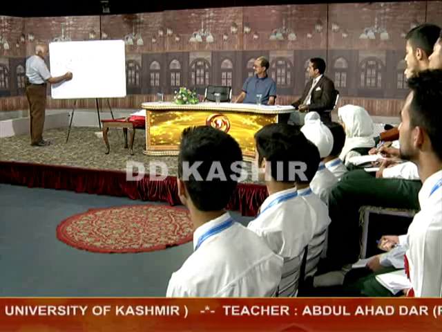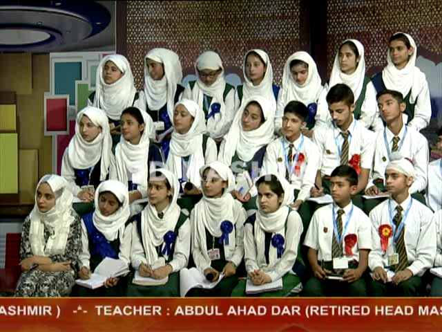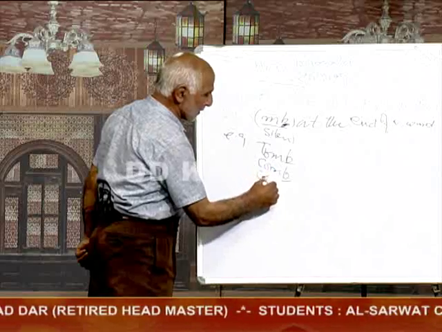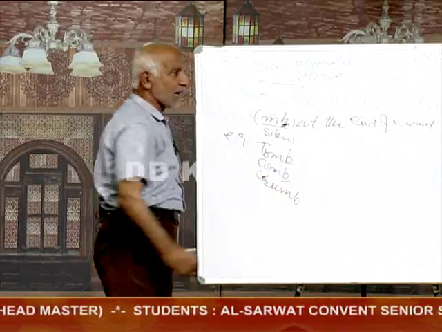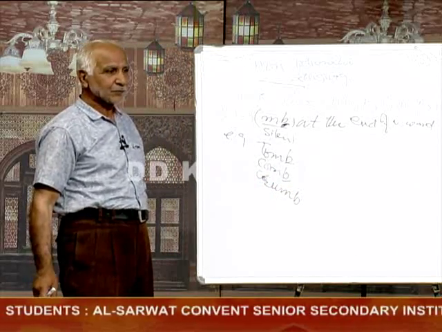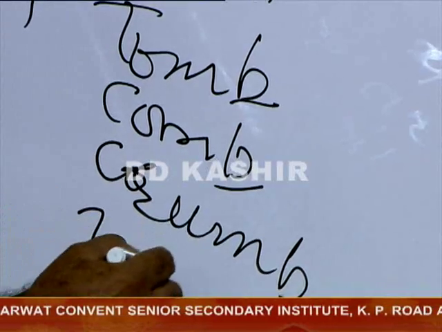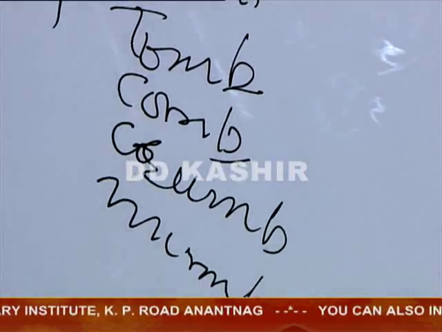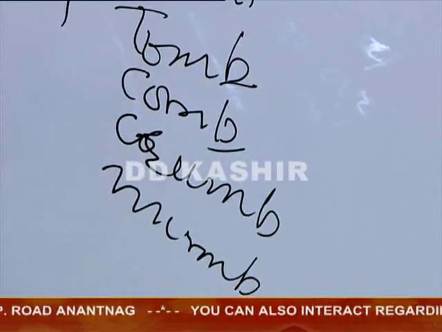C-O-M-B. Comb. We don't say the B. Right? Yes, sir. C-R-U-M-B. Crumb. Not crum-b. Right? Yes, sir. N-U-M-B. Numb. Okay? Can you give me some more words? Yeah. Womb. Yes, yes, yes. Womb. Very good.